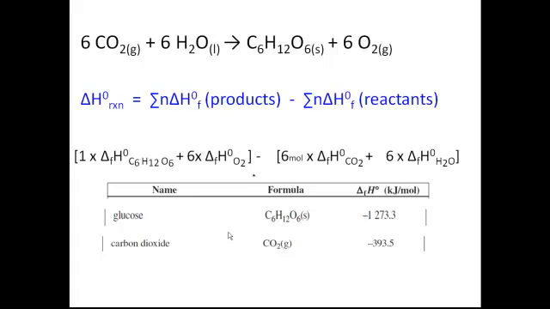Okay, and finally, my last reactant is H2O, and it's liquid. So I look for water, and I want the liquid form. So there's water, liquid form, H2O(l), that's good, and the heat of formation there is negative 285.8. Now I'm ready to put those heats of formation into my equation, and then it's a matter of plugging those values into my calculator.